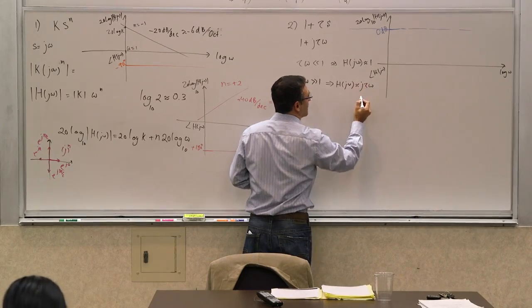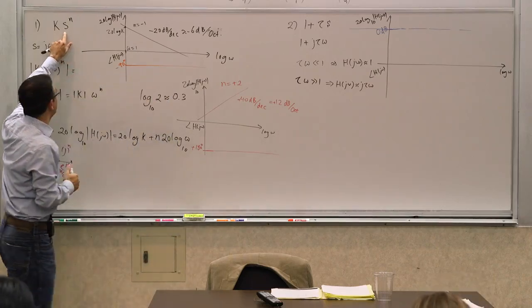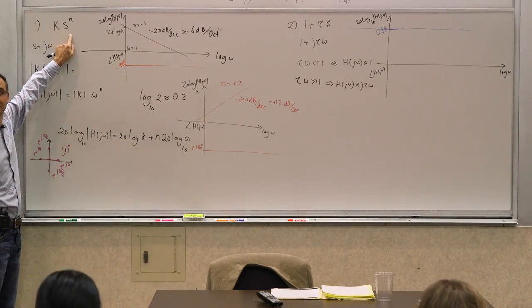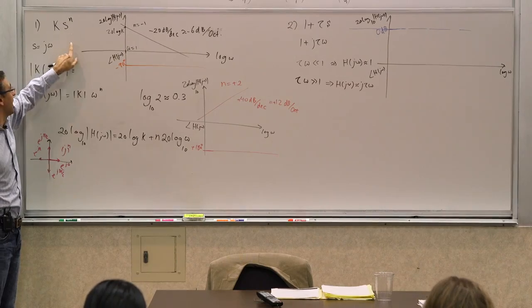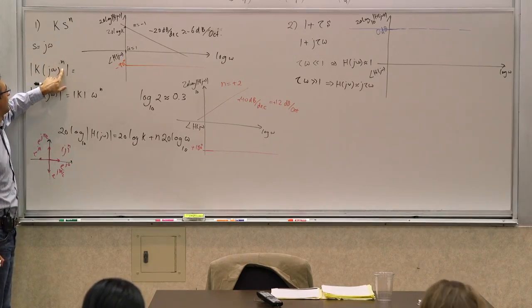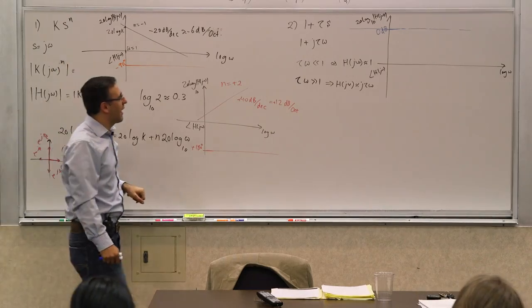J tau omega, right? 1 doesn't matter. And then I'm reduced to what case? Of n being equal to what? Corresponds to n of 1, right? Positive 1. And what does that look like?